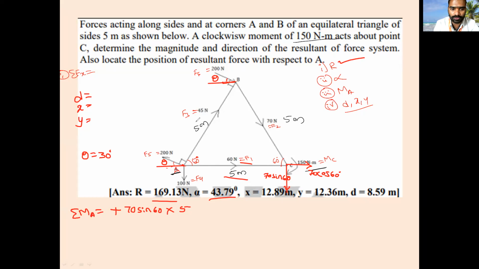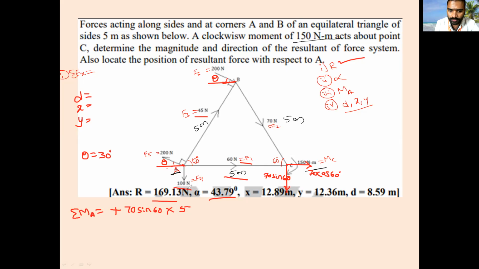Then coming to the F3 force. This F3 force is 45 Newton. Is it producing any moment? The F3 force is itself passing through the point A. When it is passing through the given point, is it producing any moment? No, there is no perpendicular distance, correct? Okay, F3 will not produce because it is passing through the given point.